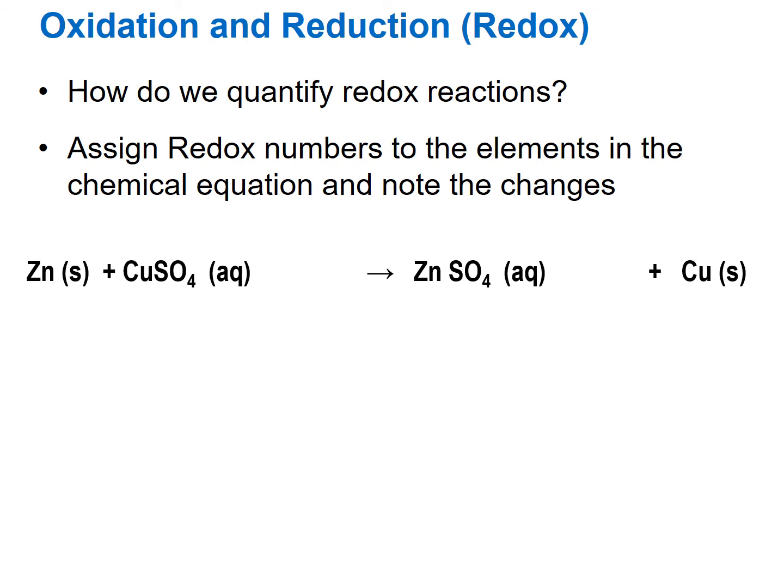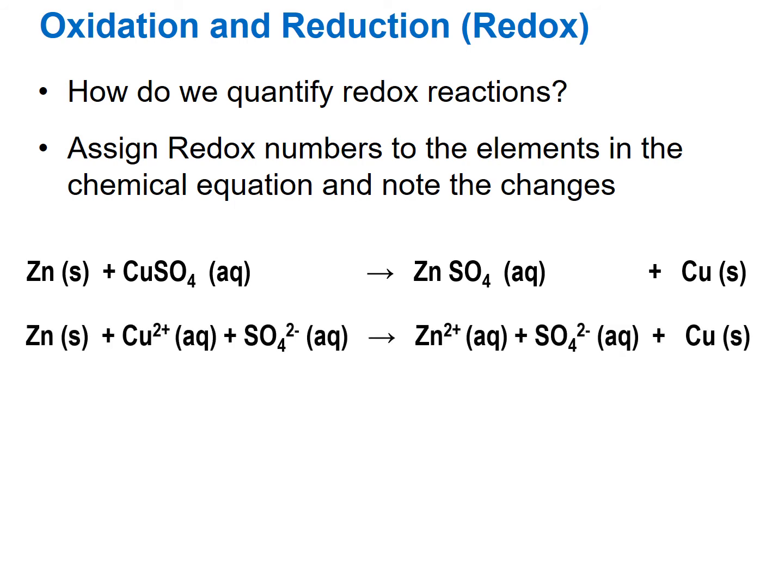Now, in order to assign the oxidation numbers, I'm going to write this as an ionic equation. So what I've done here is I've left zinc solid as it is, but I've taken the copper out of the copper sulfate. And so I have copper, and then I have the sulfate ion. And I'm going to leave the sulfate ion as a polyatomic ion. It's easier to work with this way. And then on the other side of the arrow, we have zinc as an ion and sulfate as an ion, and then copper as a solid.